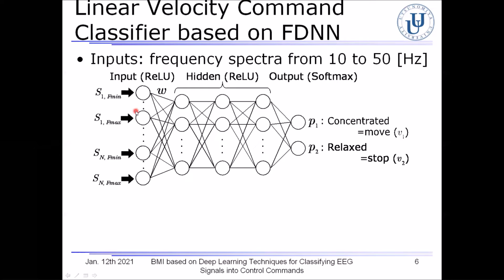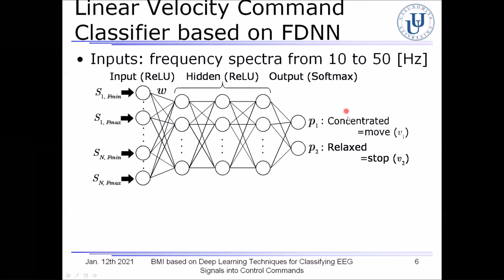The EEG signal measured at each electrode is transformed to the frequency spectra S through the FFT, where N represents the number of electrodes and F min and F max represent the lower frequency and upper frequency. Each of the nodes in the input and hidden layers is fully connected to the ones in the next layer through a weight. In these layers, the ReLU activation function is applied to all the nodes.